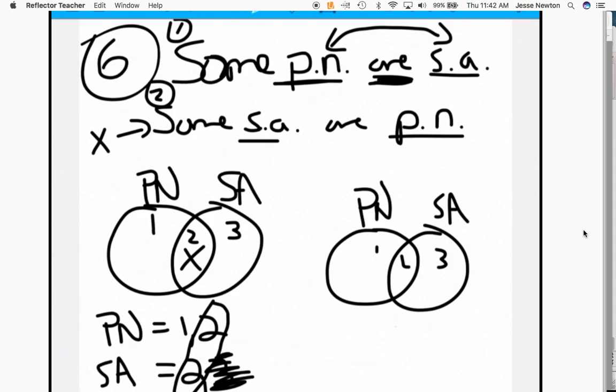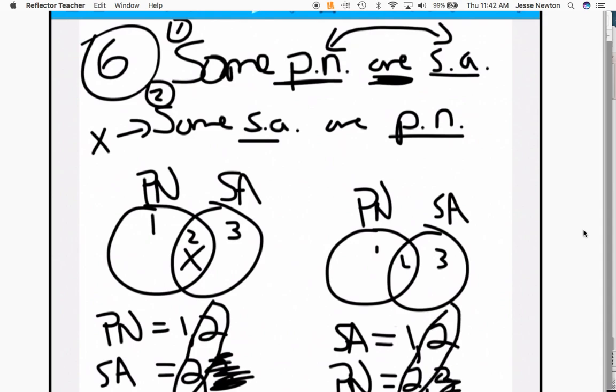So we come down to proposition number 2, and we notice that now safe areas is our subject term. So we're going to list that first, 1 and 2. Poor neighborhoods, that is our predicate term now. So we're going to list 2 and 3. We identify the region of overlap. We shade that out. And again, we're saying are. And we're saying some SA are PN. So when we see are, we put the X in 2. We're saying some safe areas are poor neighborhoods.